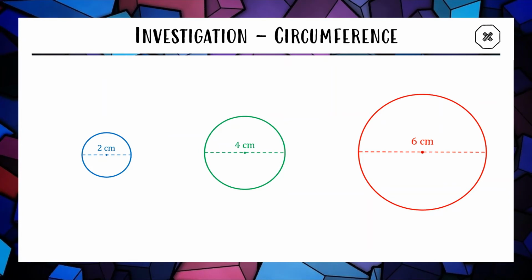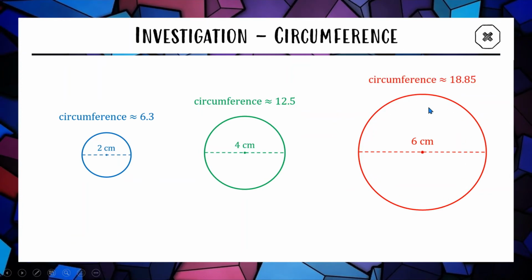So I did that with these three circles. I tried to be pretty accurate. And for this one, I got a distance around the edge, a circumference of approximately 6.3. This squiggly equal sign means approximately equal to. It means I've done a bit of rounding off. So roughly 6.3 centimeters around the outside. For the green one, I measured the outside and it was about 12.5 centimeters. And for the large red one, the circumference length around the outside of the circle, I calculated with some string to be about 18.85 centimeters. So I was really accurate with that one.